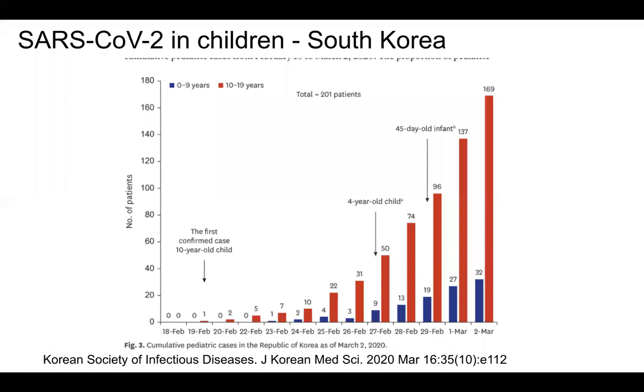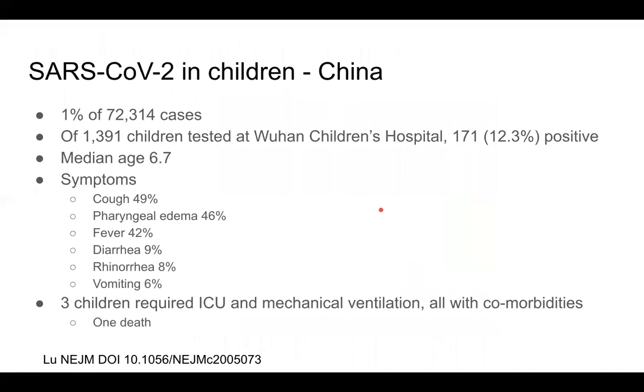This is another study of children in China that was published last week in the New England Journal. They found that 1% of over 72,000 cases overall were children. And at one children's hospital, 1,391 children were tested, and only about 12% were positive, with a median age close to 7. You can see the presenting symptoms below, which were varied, and of these children, 3 required ICU, all with comorbidities, and 1 died. And we've seen very, very rare cases of children dying from this illness, including, unfortunately, reports of one just in the last couple days in the United States.